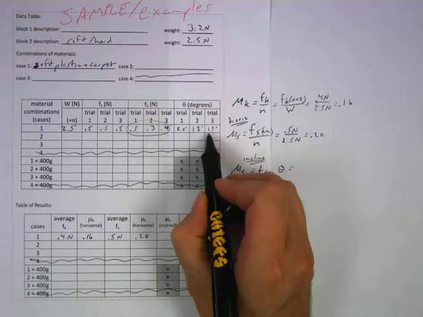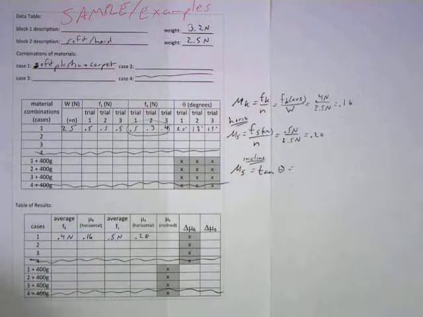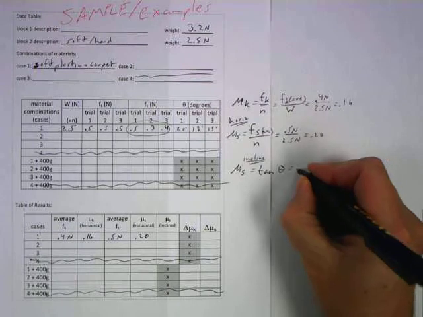20, 18, and 19 average out to be 19. So the tangent of 19 degrees, clear that out. Tangent of 19 degrees is 0.34.